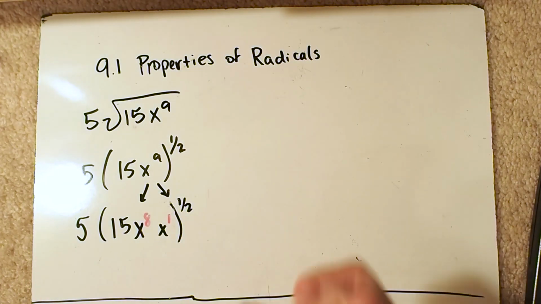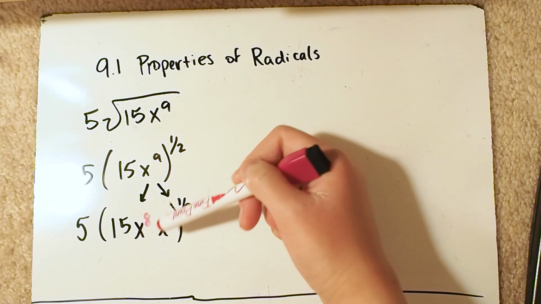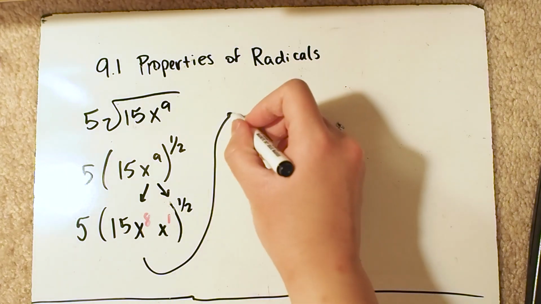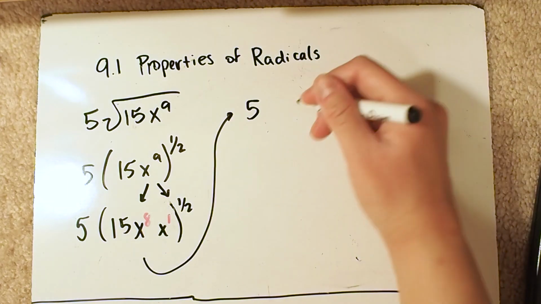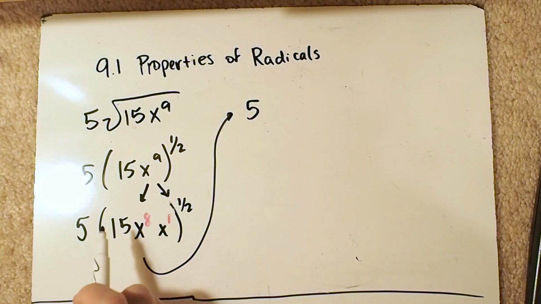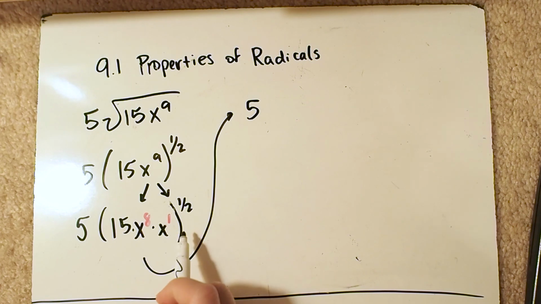I did this because I want to get this number here to be an even number. This just kind of hangs out by itself. We don't do anything with this. Let's keep going. I'm going to rewrite it using the product property. So I'm going to split it into a bunch of different multiplication problems. I have 15 times x to the 8th times x to the 1.